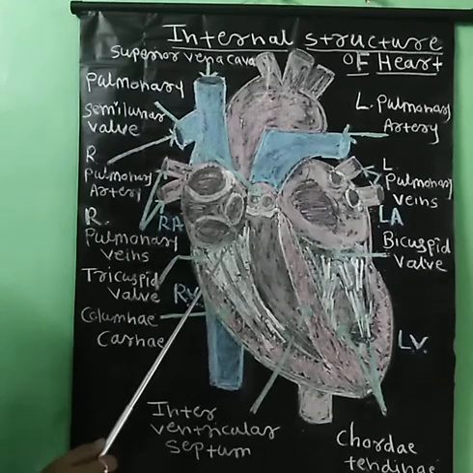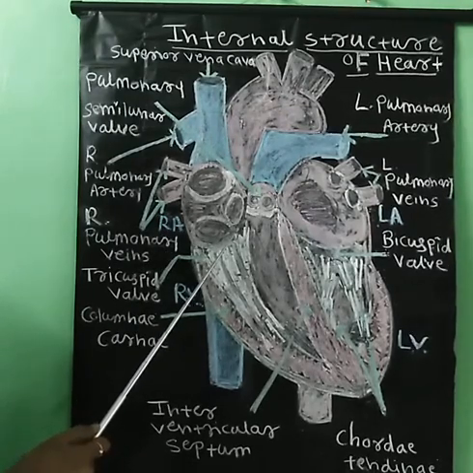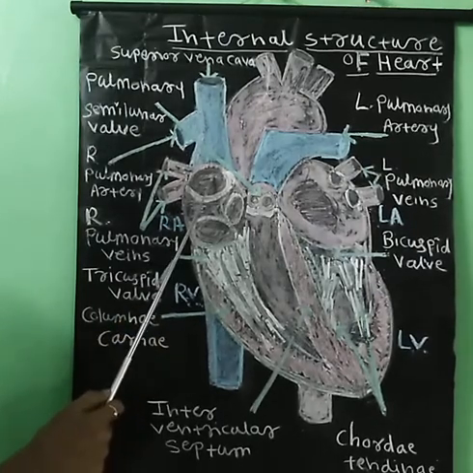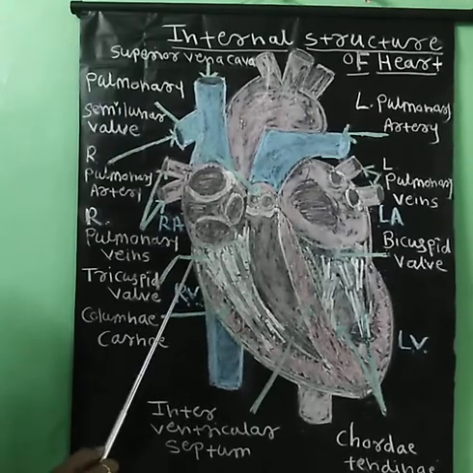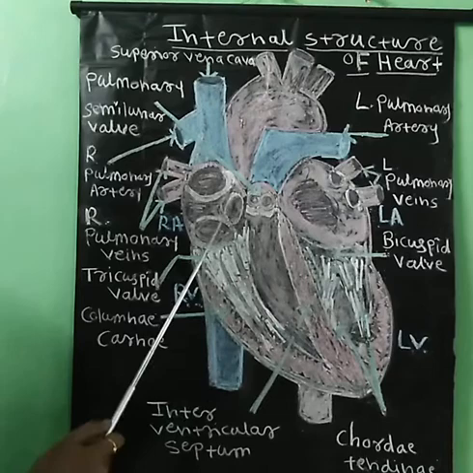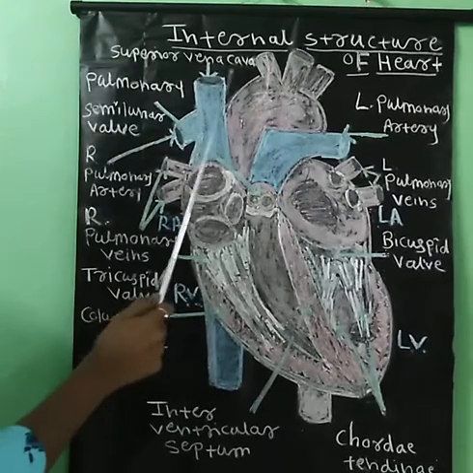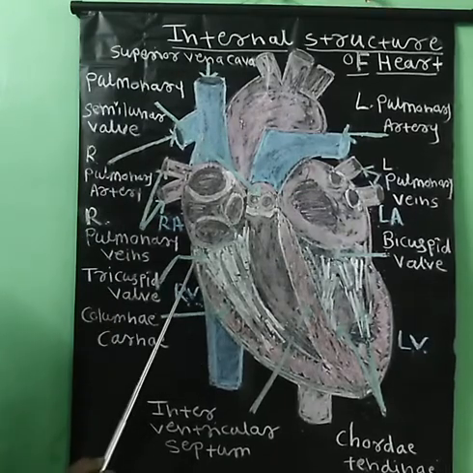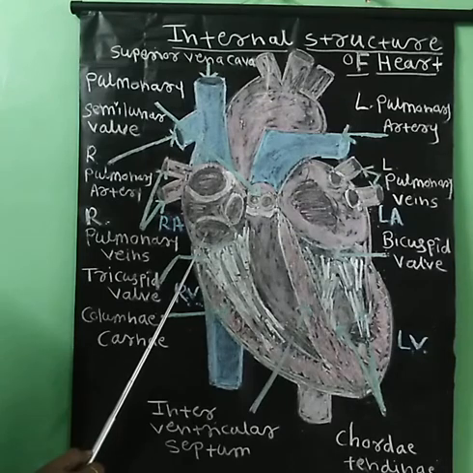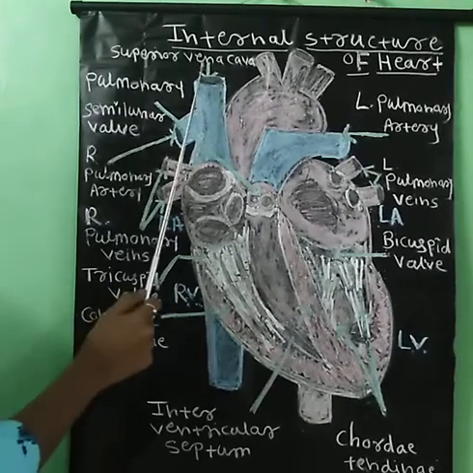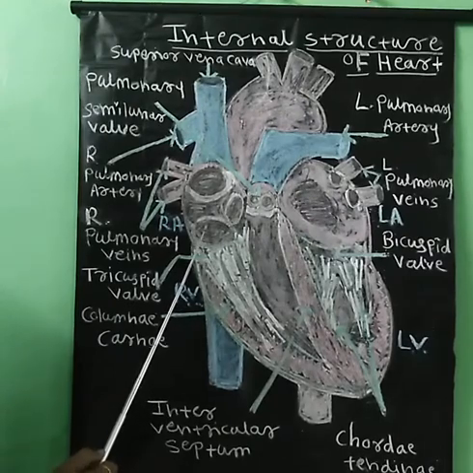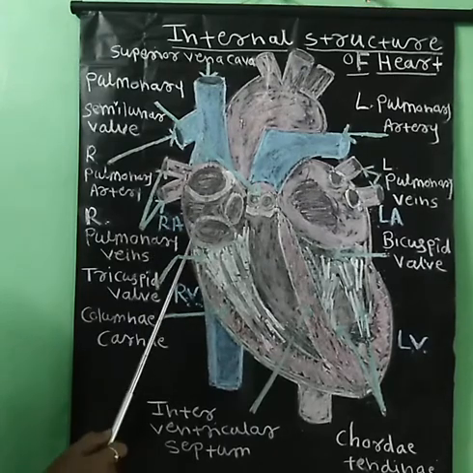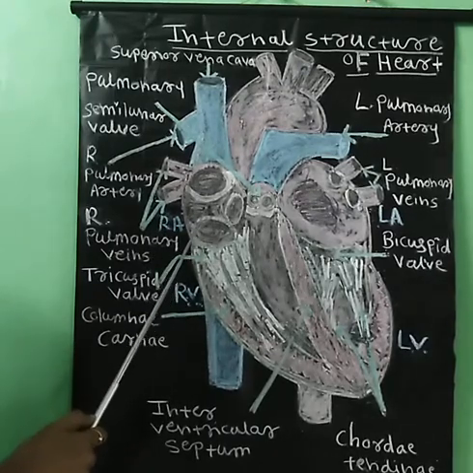Right side atrium receives superior vena cava, inferior vena cava and coronary sinus. Superior vena cava is known as precaval, inferior vena cava is known as postcaval. Superior vena cava, inferior vena cava and coronary sinus, collectively these three open into right auricle or atrium.